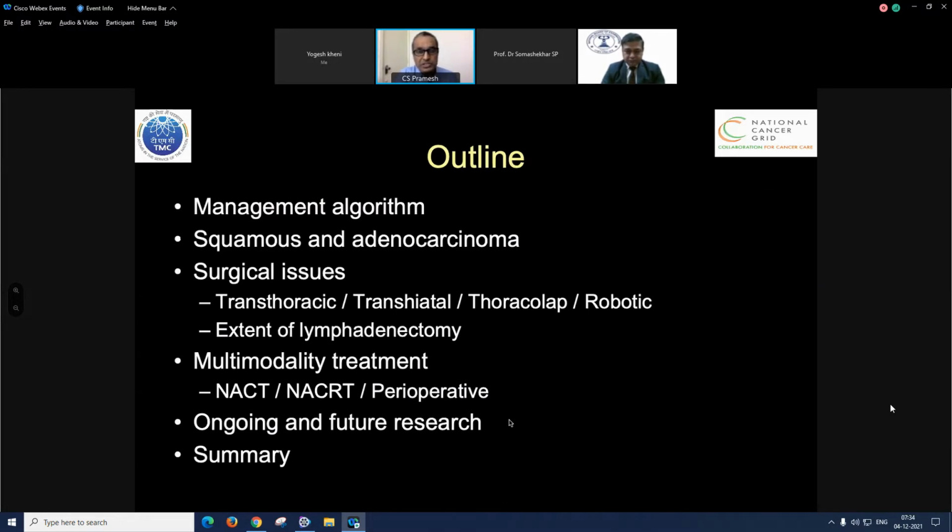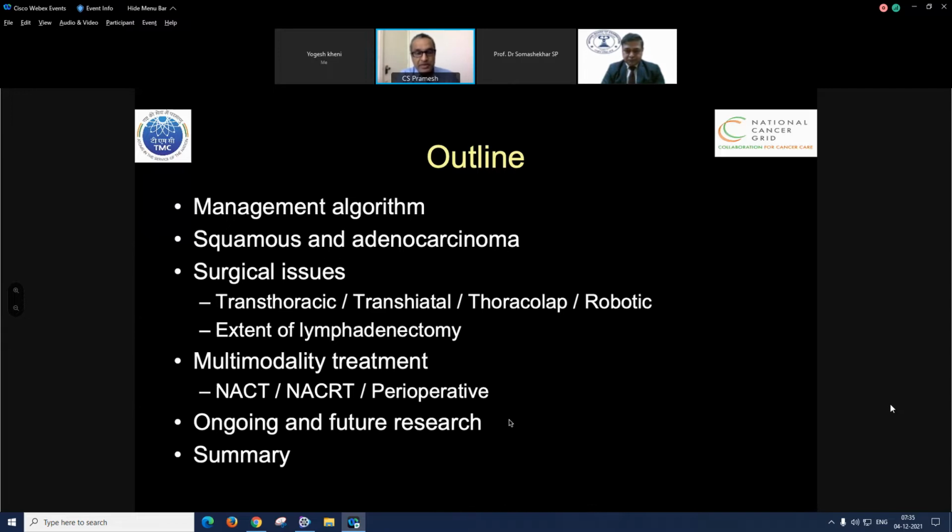So what I'll do in the first talk is to initially start with the management algorithm. We'll start with that so that we're all on the same page as far as the basics of esophageal cancer management is concerned. I'll go briefly into the epidemiology of squamous and adenocarcinoma, and there is a specific reason I will be doing that. We'll go on to the surgical issues, the various approaches, the extent of lymphadenectomy, both of which are fairly controversial and debatable issues in esophageal cancer management.